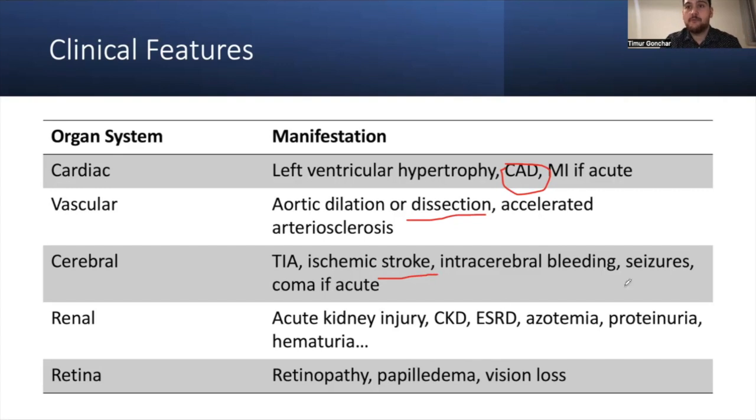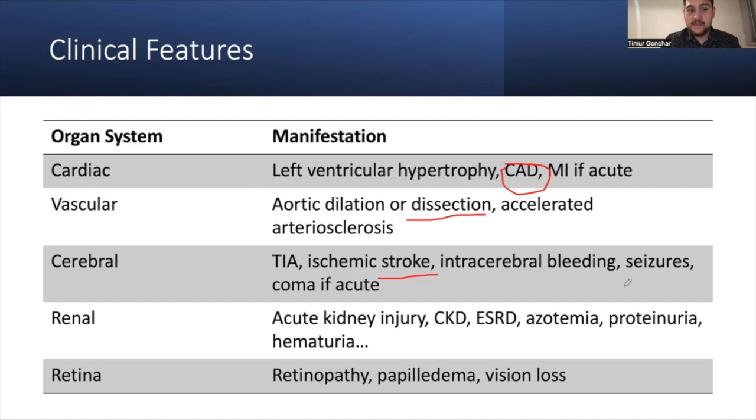And management of hypertension in such a patient is a bit more of an advanced topic, and we're not going to cover it in this video, but you have to be real careful with decreasing blood pressure, especially if a patient has an ischemic stroke.